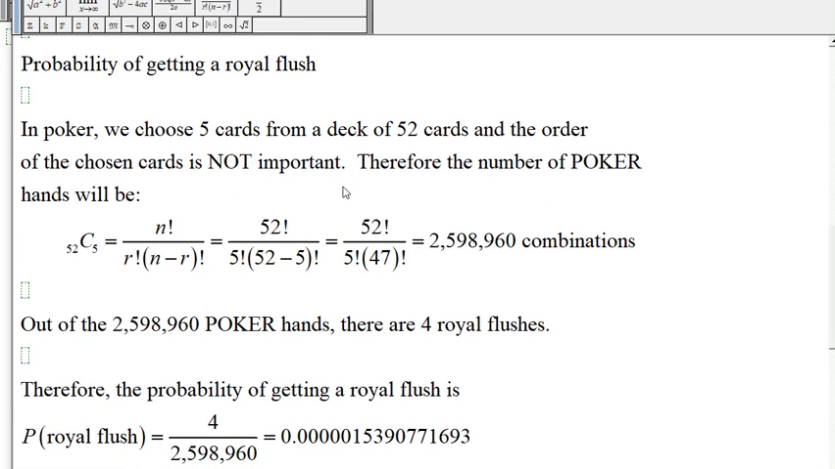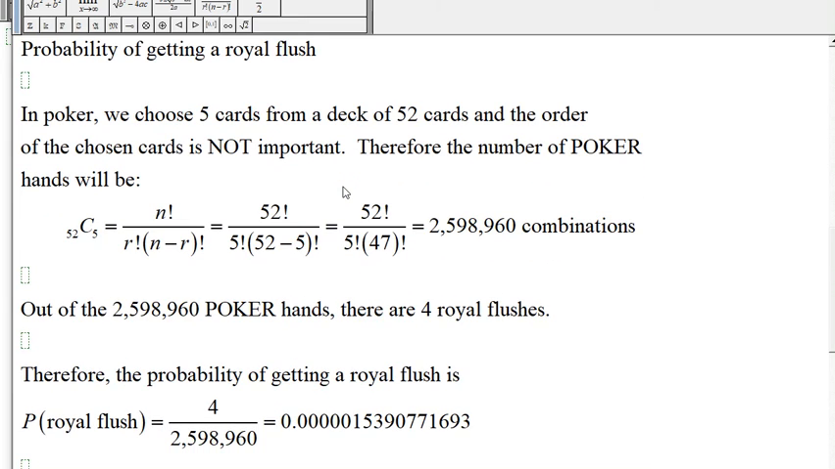And now we want the probability of getting a royal flush. Notice that there are only 4 royal flushes. We can get a royal flush if we get the 5 cards like 10 of hearts all the way up to ace of hearts. So that's 1 royal flush, or 10 of diamonds all the way up to ace of diamonds, 10 of clubs up to ace of clubs, and then 10 of spades up to ace of spades. So there are 4 royal flushes.